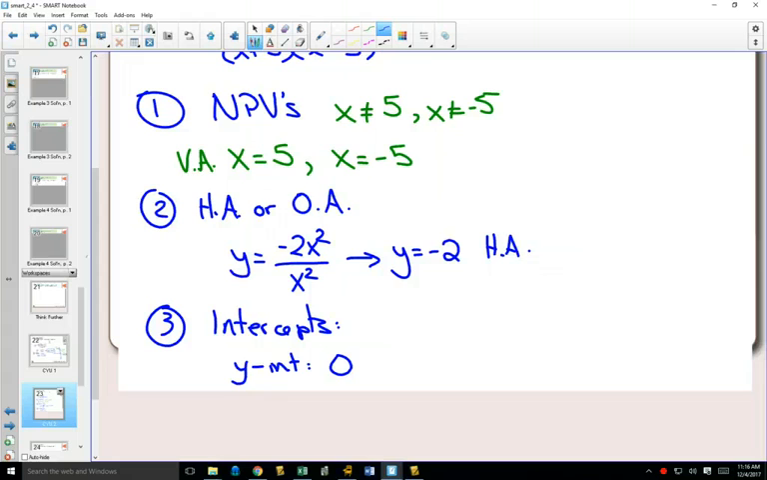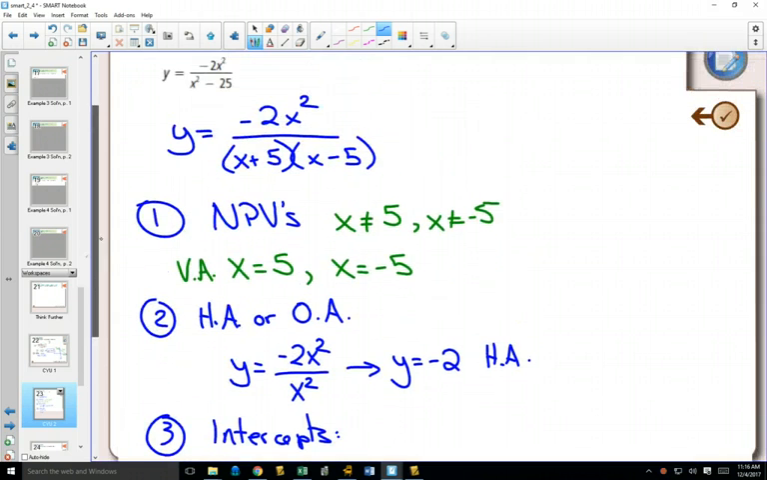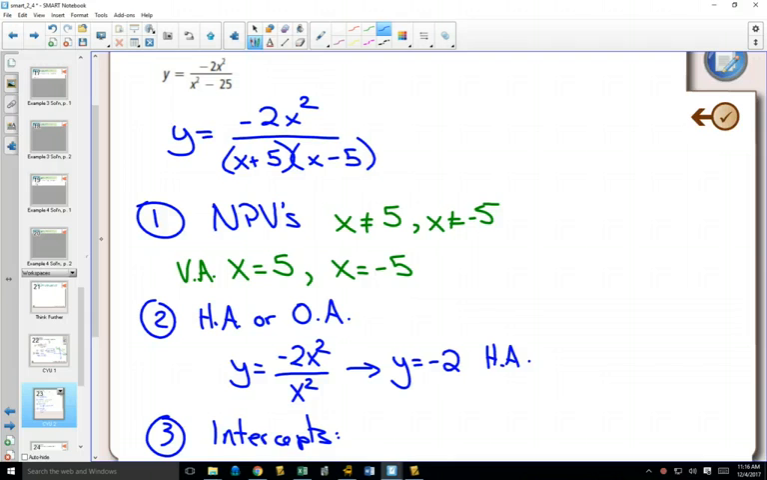Our x-intercept, or x-intercepts, there might be more than one. Our x-intercept is when your numerator is going to be 0, because you plug in 0 for y. So if I look, what is the only thing that's going to make our numerator equal to 0? 0.